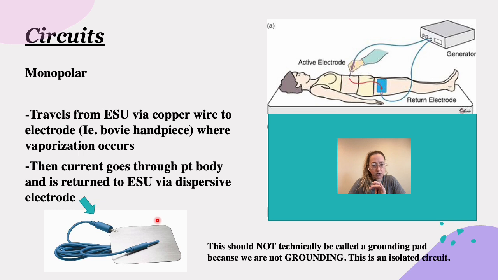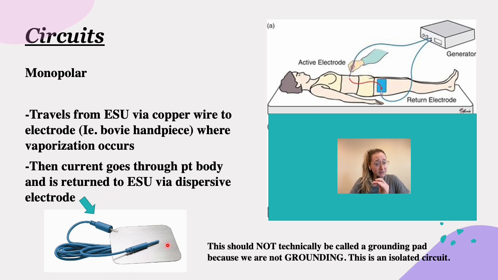The return electrode, or the dispersive electrode, you probably have heard called the grounding pad. This should not technically be called a grounding pad because we are not grounding the patient. This circuit is an isolated circuit. And so you can call it the dispersive electrode, you can call it the return electrode. Maybe no one will know what you're saying if you use those terms, so you may have to call it a grounding pad, but that is a misnomer.